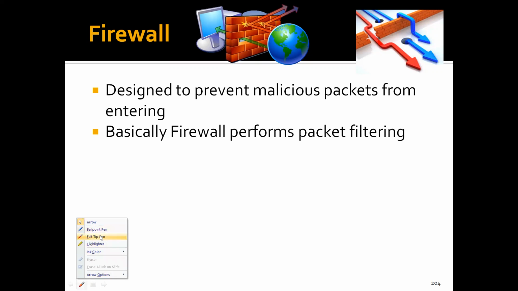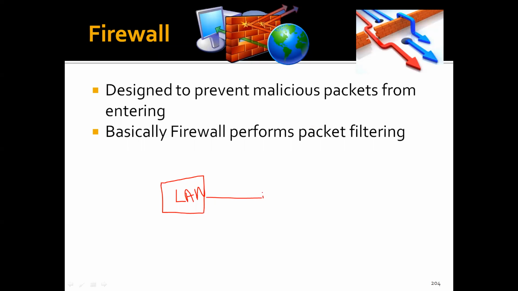A firewall basically prevents our network from malicious packets. Like this, this is our LAN, connected to the internet, the outside network. Packets come from the outside, global network to our LAN. How is it filtered? We can use a firewall to filter our packets.